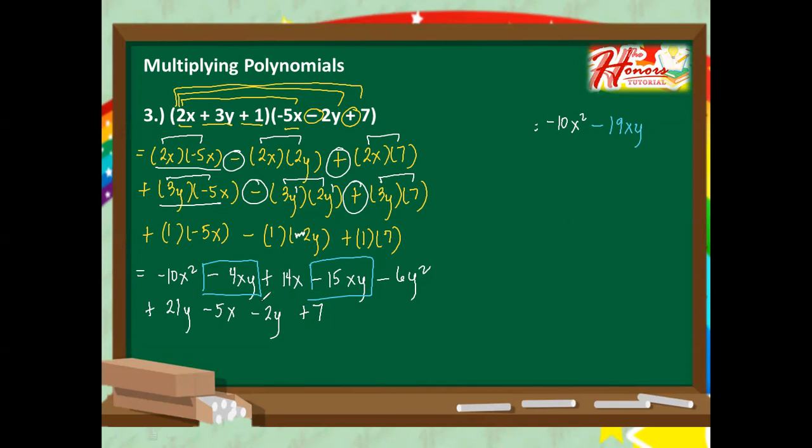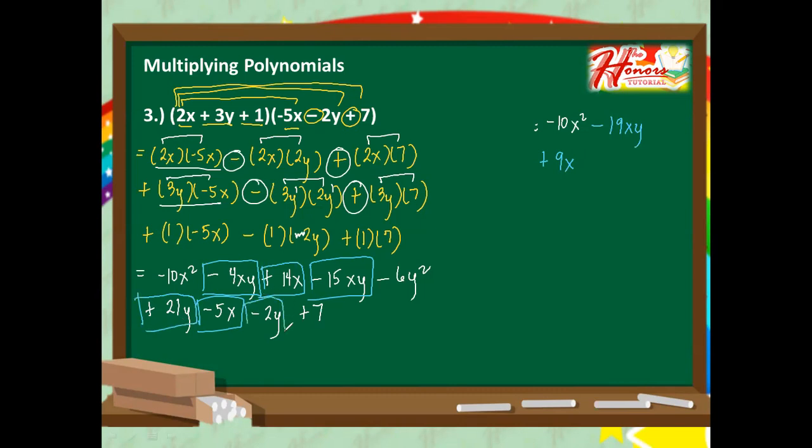How about 14x? It has a partner also. So 14x and negative 5x. Opposite sign, so we have to subtract the numbers. So 14 minus 5, that's 9. Positive 9. Because 14 is a positive number and it is bigger than 5. And then copy the variable x.